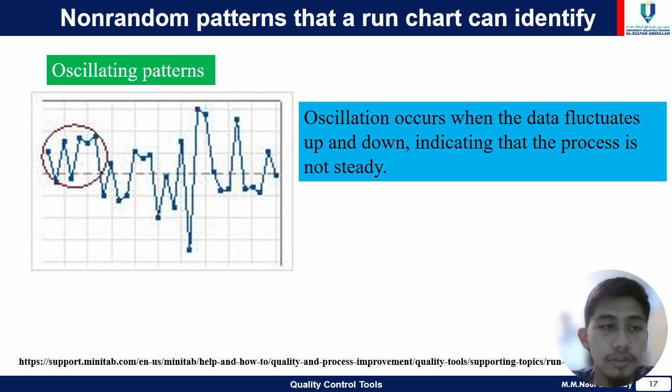The third is the oscillating pattern. Oscillation occurs when the data fluctuates up and down, indicating that the process is not steady. This pattern is used by many people.